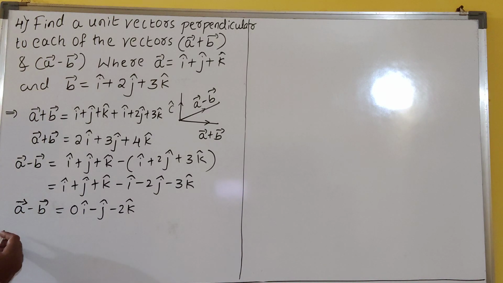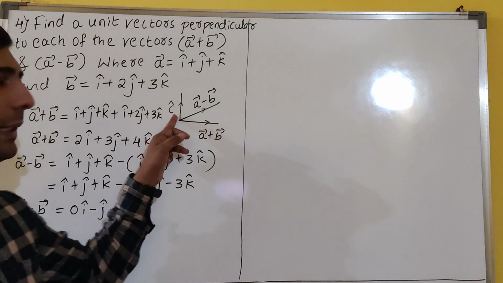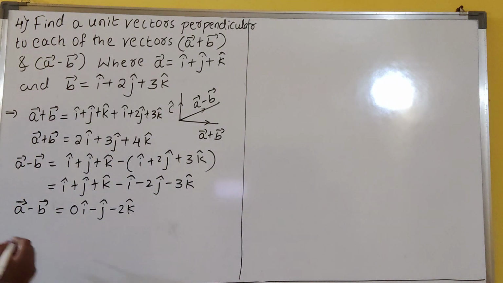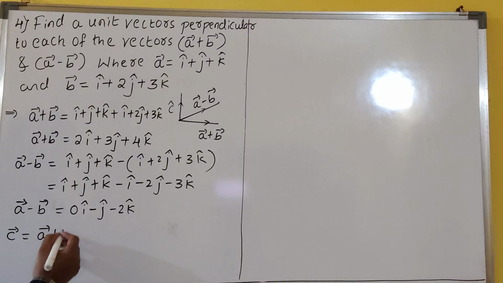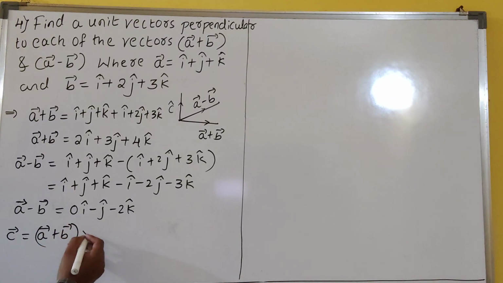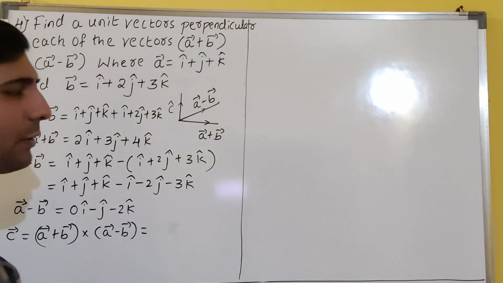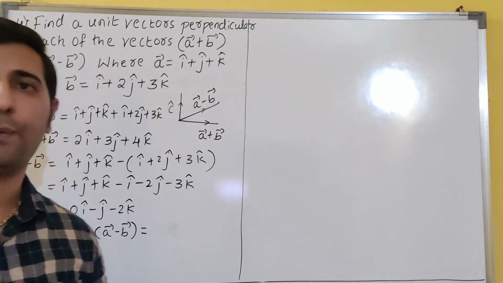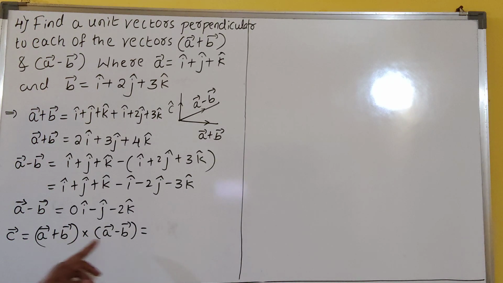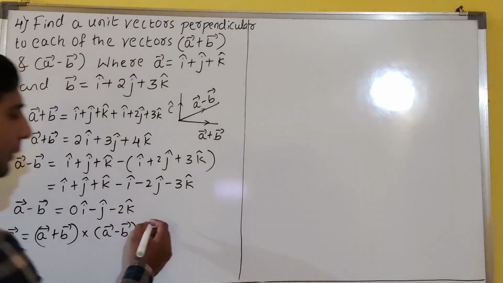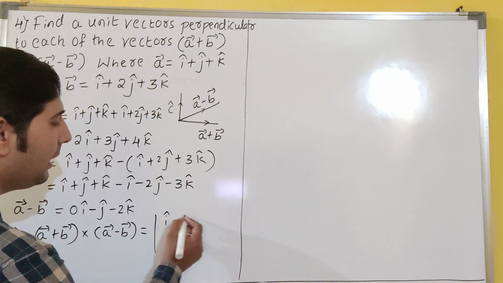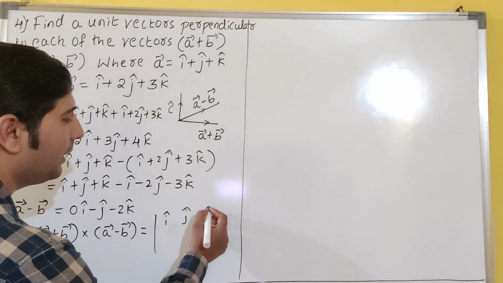Then I have to find what here? Cross product, no? Because I have to find the unit vector C cap. So now see, I will call that C vector, A plus B cross A minus B. You know, dear students, how we will write the cross product. In the basic formula also I told, A cross B, here A means A plus B, B means A minus B. A cross B I will write in determinant form: i cap, j cap, k cap.